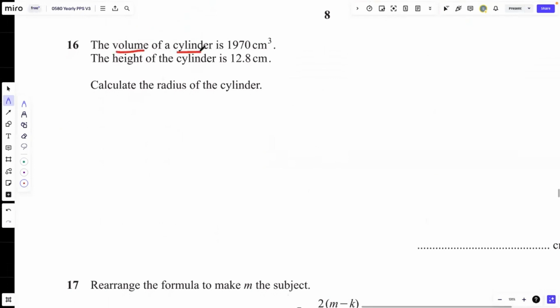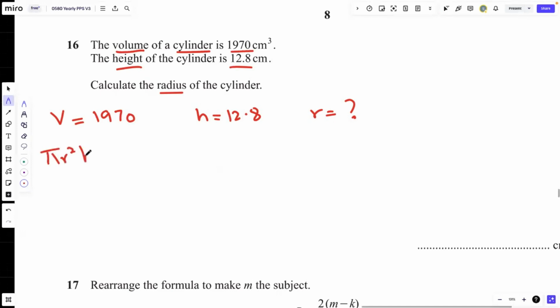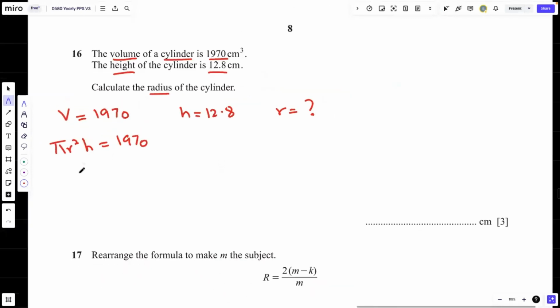Question 16. The volume of the cylinder is 1970 centimeter cube. The height of the cylinder is given. Calculate the radius. So what we know so far, let's read it one step at a time: volume of cylinder is 1970 and height is 12.8. Radius we are supposed to find. We already know the formula for volume of a cylinder is pi r square h. Using the formula, we can figure out radius, but first we need to plug in the value of height, which is 12.8.